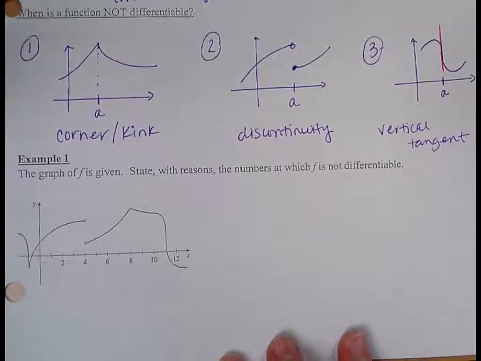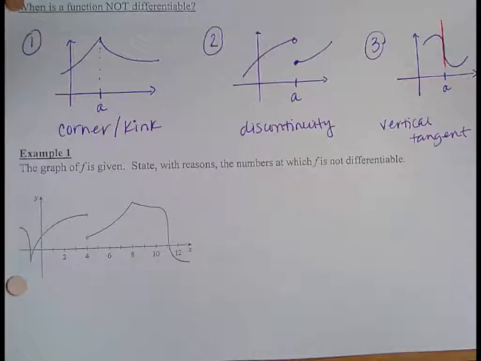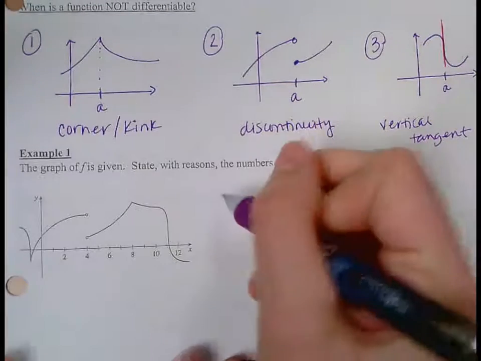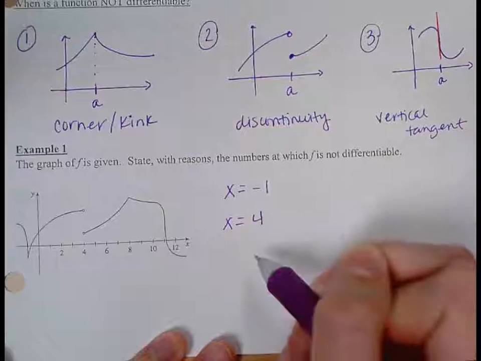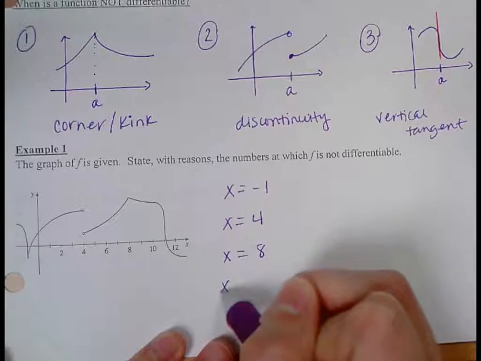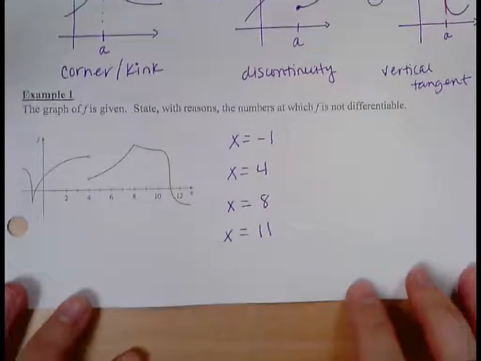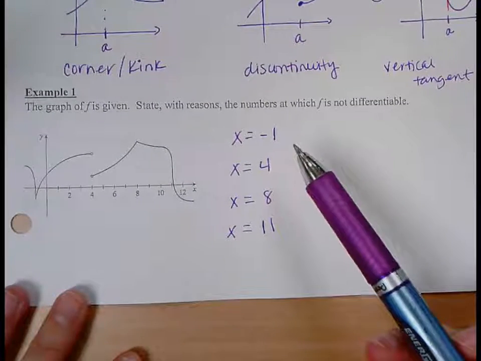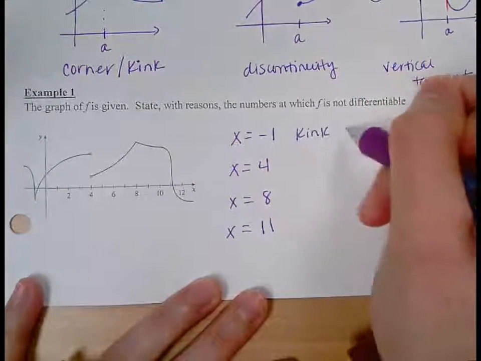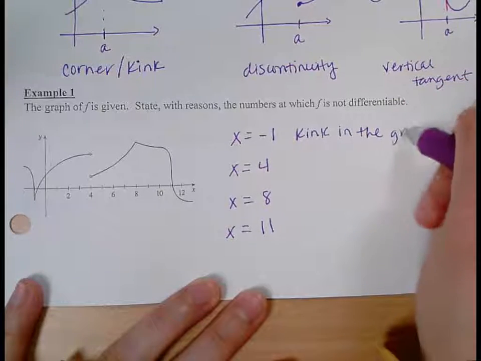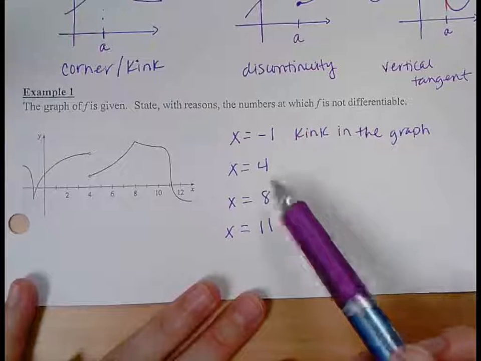So example 1 is just giving you a graph and saying state with reasons the numbers at which f is not differentiable. So kind of looking at these 3 cases. So where or what's an x value where this function would not be differentiable? At -1. So what's going on at -1? And at 4?